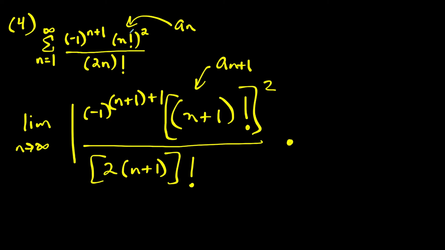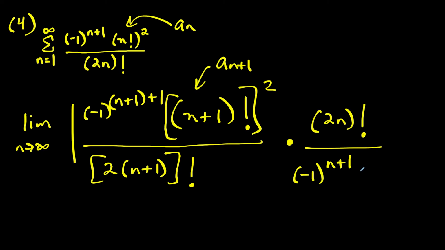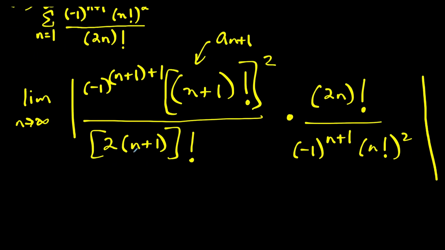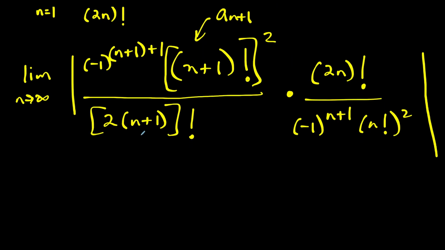And now we're going to be dividing by a sub n, which is the same thing as multiplying by the reciprocal. So we're going to have times (2n)! on top over (-1)^(n+1) times (n!)^2 on bottom. Now let's make that a little bit neater. So we have (n!)^2, and there's our absolute value. From this step, we're just going to cancel out as much as we can before we write the next line.